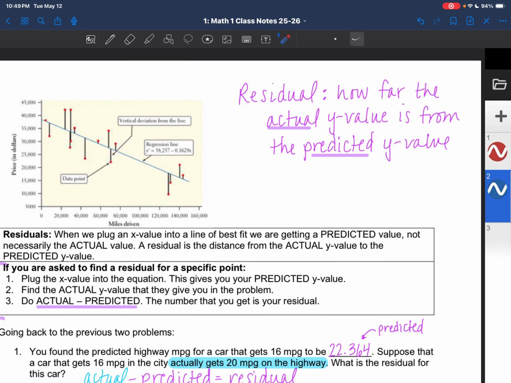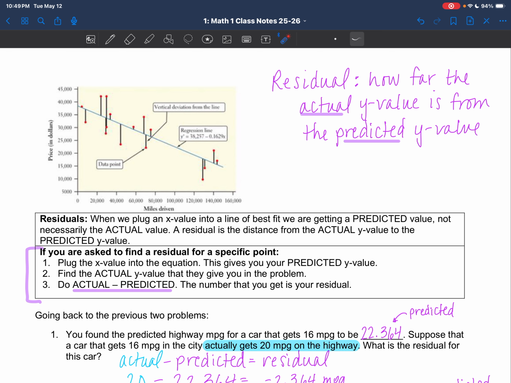All right, now we're going to talk about a residual. So this is new, so make sure you write this down in your notes. A residual is how far the actual Y value is from the predicted. So this is your line of best fit, so this is your predicted. That's your line of best fit, your predicted values, but these are your actual. All these little points right here, those are all the actual data points.